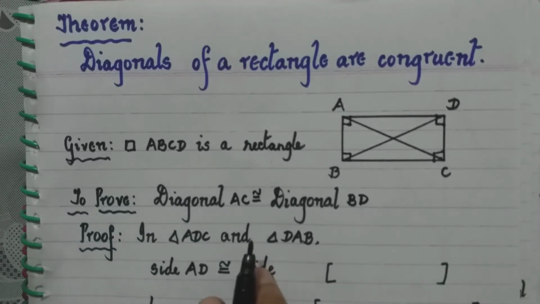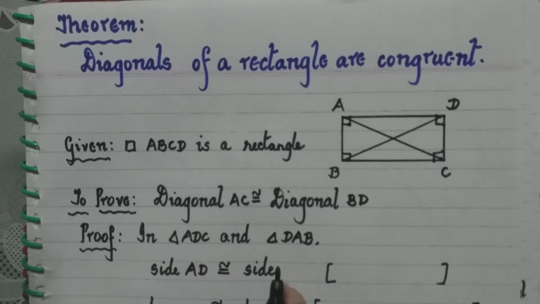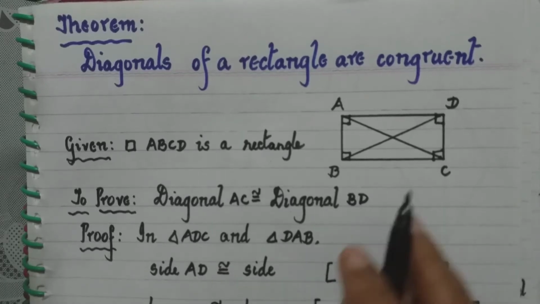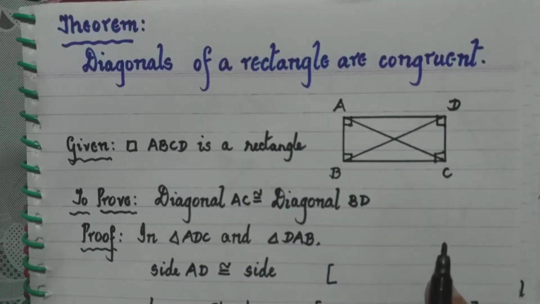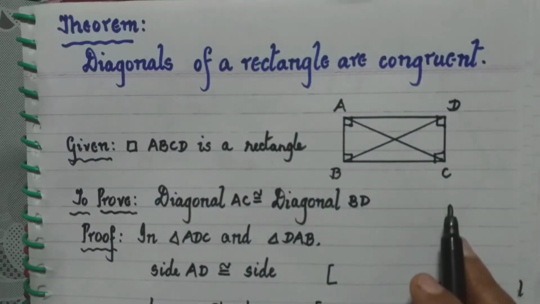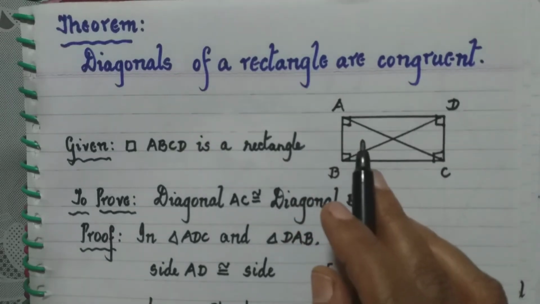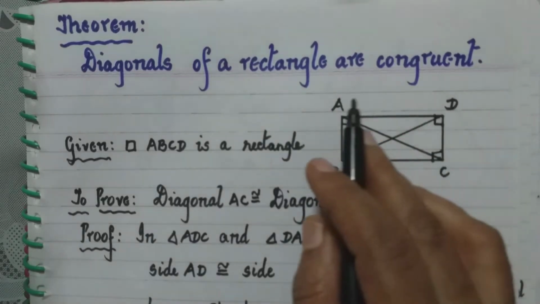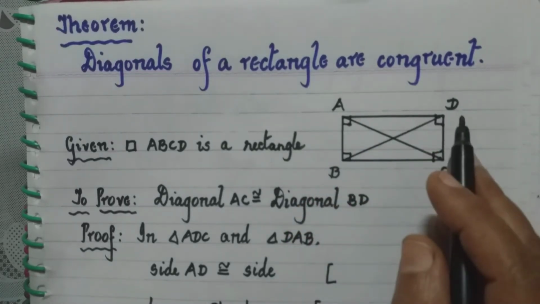So now we begin with the proof. As we have done earlier in most of the theorems where we take two triangles and prove that they are congruent, same thing we will do here. But here now notice the triangles which we are taking under consideration. Triangle ADC and triangle DAB. Again I am repeating the name of the triangles. Triangle ADC, that is this triangle, and triangle DAB, which is this triangle.